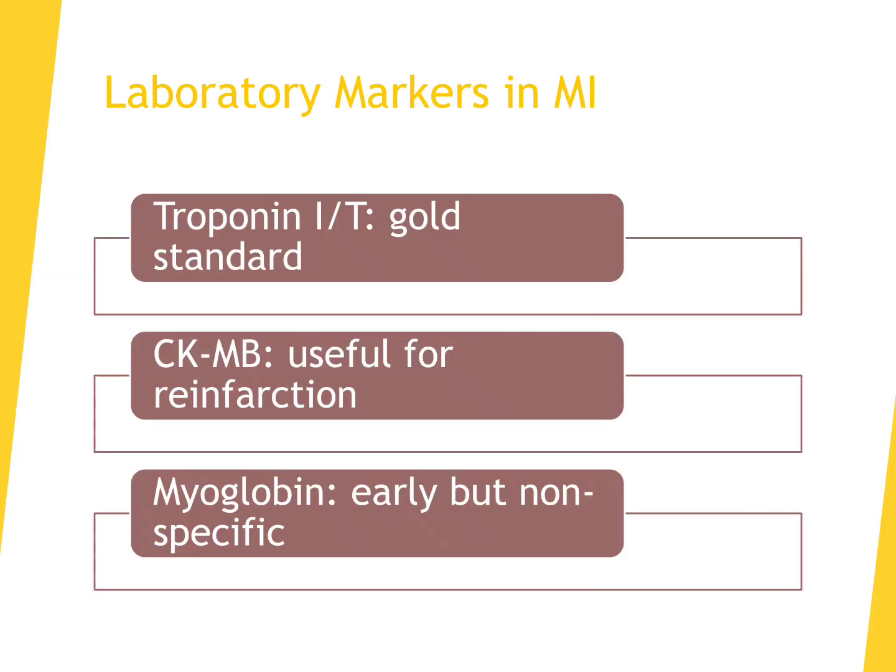Laboratory markers in myocardial infarction. Cardiac biomarkers are central to the diagnosis of myocardial infarction. Cardiac troponins, specifically troponin I and T, are the most sensitive and specific markers of myocardial injury. CKMB is useful in detecting reinfarction due to its shorter duration of elevation. Myoglobin rises very early after injury but lacks specificity, limiting its diagnostic value when used alone.